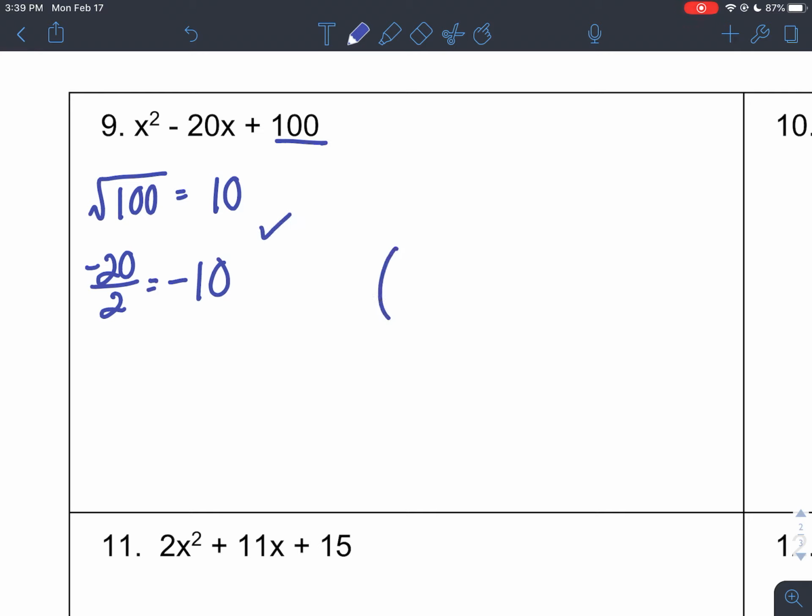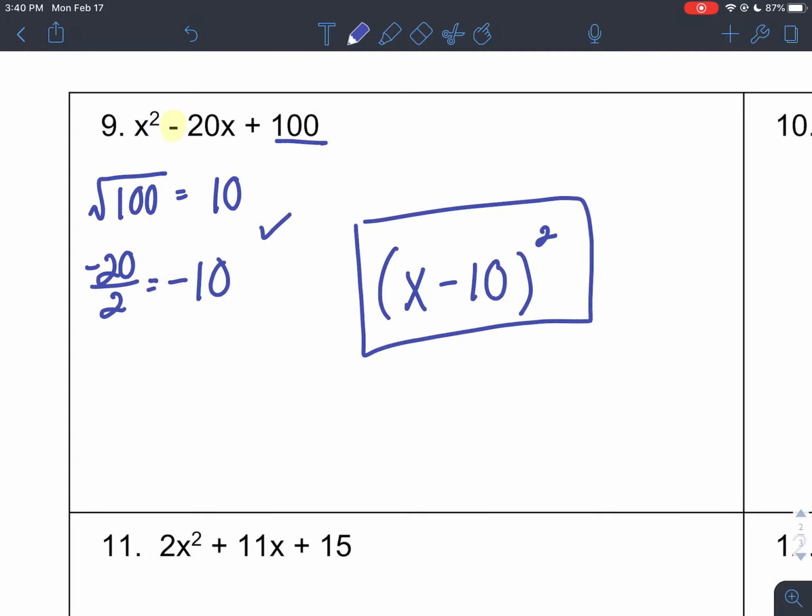So that means that I can write this as a factor squared. And here I just take whatever sign my middle term is. So here I end up with x and 10, and that middle sign was negative. So it's x minus 10, all of that squared.